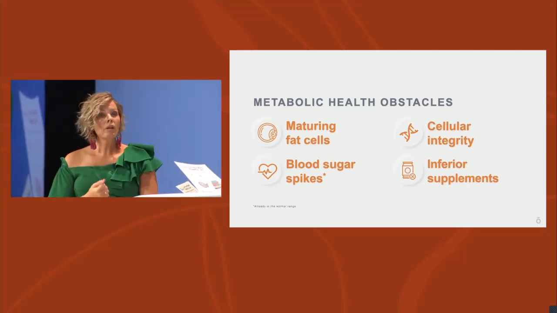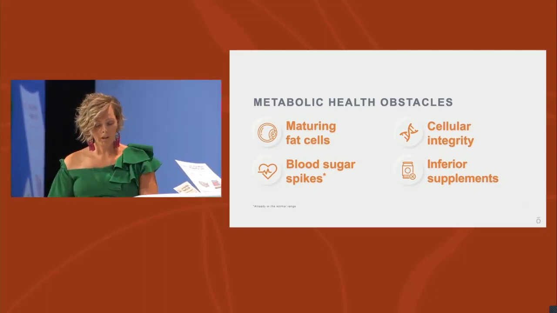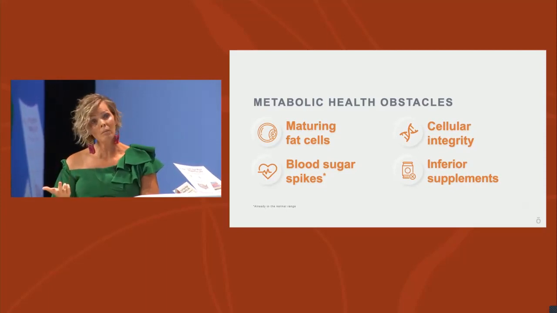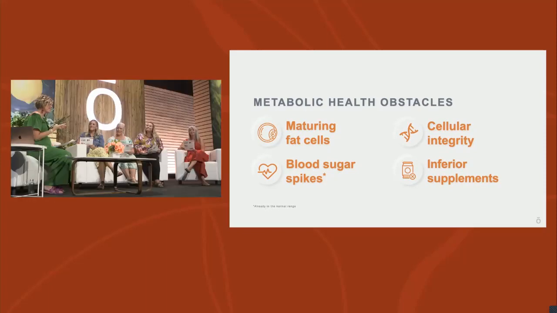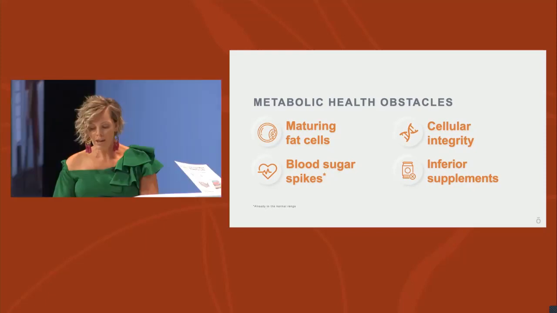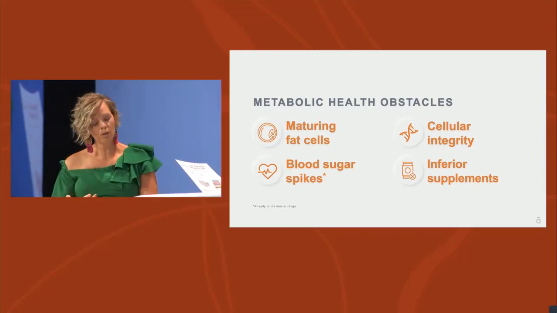So we have to overcome 4 main obstacles to metabolic health: maturing fat cells, cellular integrity, spikes in blood sugar, and inferior supplements. So are you excited to hear that there's solutions for all 4 of those areas? I got you, girls. All right. So the 4 metabolic health obstacles affect your health span we're just talking about, right? Like living with health, and can make it hard to live a vibrant life if we don't control them.